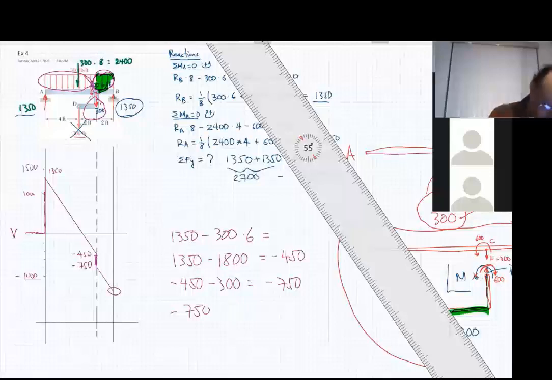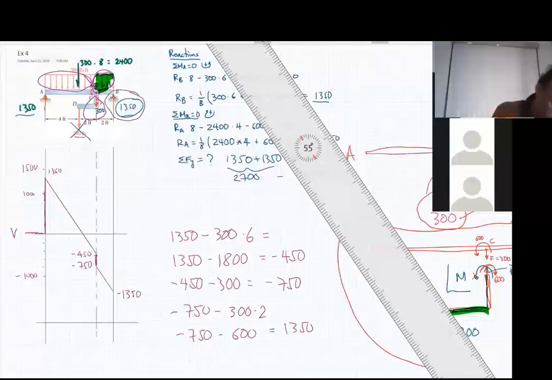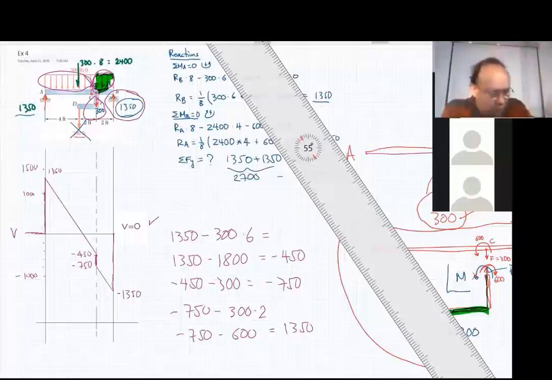That will be 300 times 2 feet. That will be minus 750 minus 600 equals 1350. So this point here is minus 1350. And then I found the reaction at point B that's telling me go up 1350. So I go up 1350 and I end up at 0. Moving equals 0. So good. Just summation of areas, go up, go down.